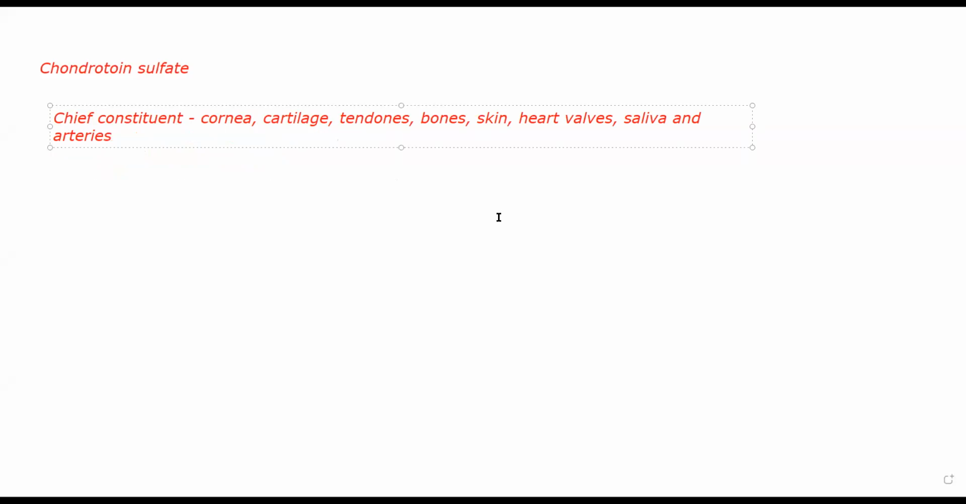It essentially consists of a repeating disaccharide unit of glucuronic acid and N-acetyl galactosamine. Just as hyaluronic acid was a combination of glucuronic acid and glucosamine, this is a combination of glucuronic acid and galactosamine. They are joined together by a beta-1,3 linkage.